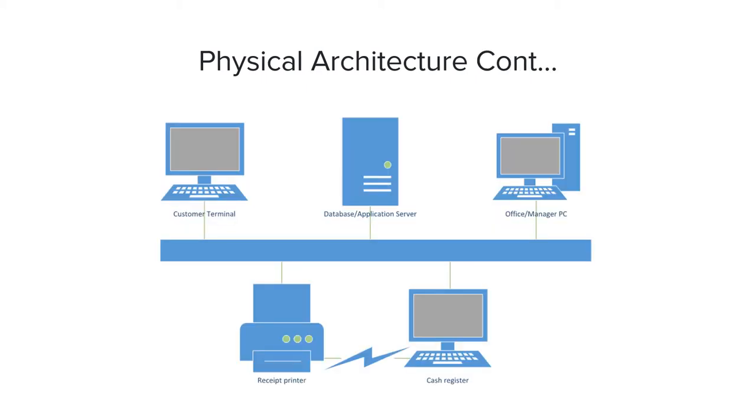And finally, it's important to define what software will run on each component and to create a list of hardware that is needed to support the system. As you can see, we have several different examples here, such as the customer terminal, the office or manager PC, the printer, cash register. They're all linked.